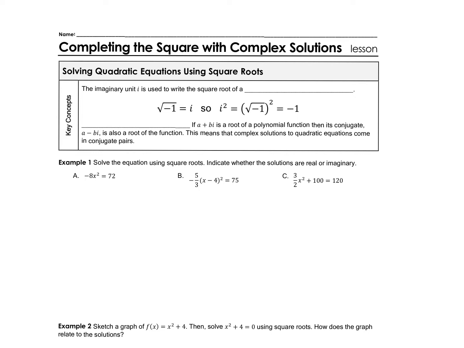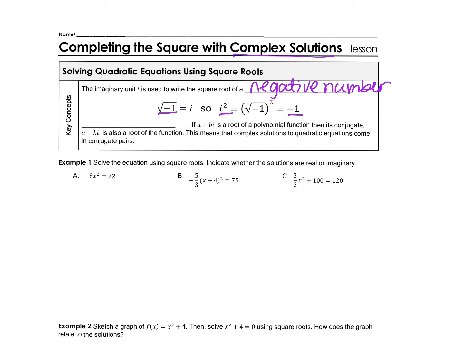So first off, complex solutions. If you remember, a complex number has a real part and an imaginary part. So the imaginary unit i is used to write the square root of a negative number. So remember, the square root of -1 equals i, and i squared equals -1.